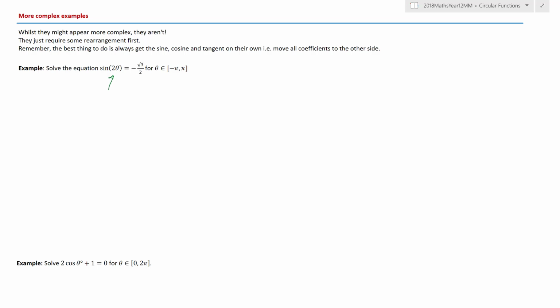So the first thing I'm going to do is say, well, sine of 2 theta is equal to minus root 3 on 2. So I'm now going to say that 2 theta is equal to the inverse sine of minus root 3 on 2. And I'm going to use my calculator for this. Yes, you can use the triangle, and maybe you'll be expected to do that in a non-calculator exam. But for brevity, I now know that 2 theta is equal to minus pi on 3. This here is my first solution.